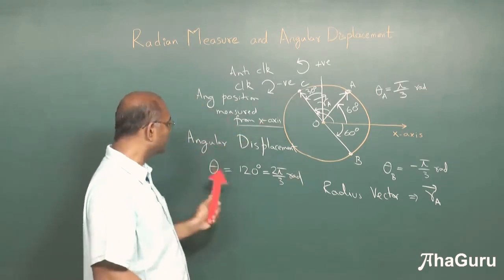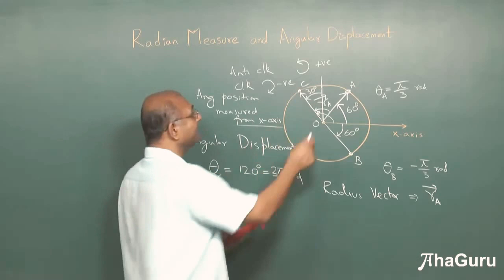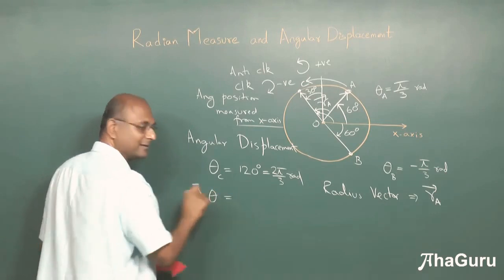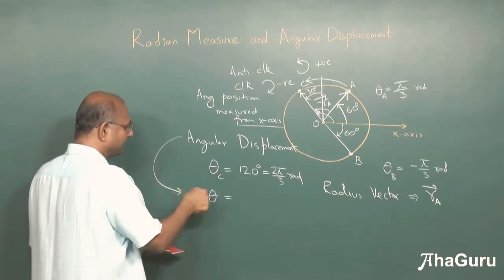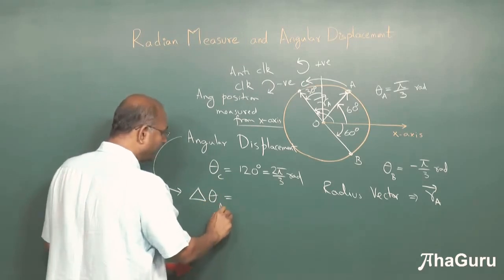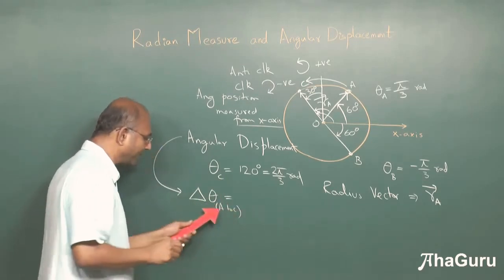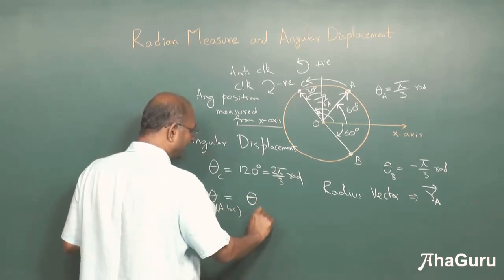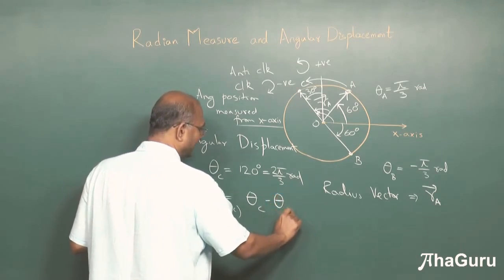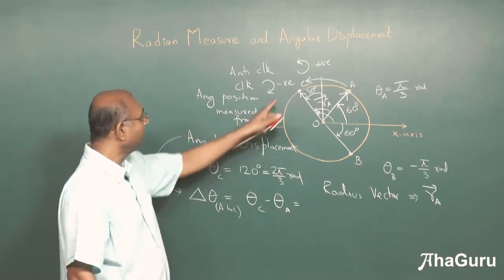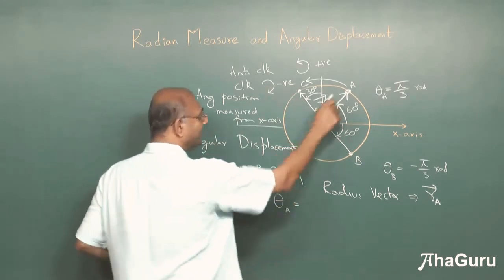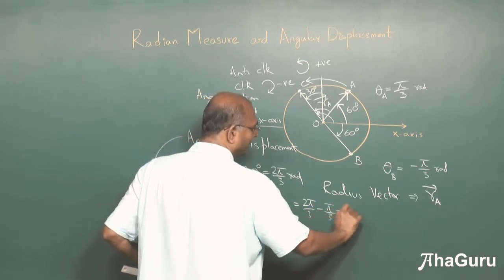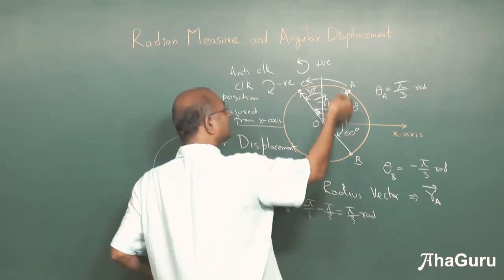But that is the angular position of C. What is the angular displacement when it goes from A to C? We write it like this: delta theta, because there is no separate symbol. So angular displacement from A to C is written as delta theta. Sometimes I won't write the subscripts, I'll just write delta theta. How much is it? It is the final angular position minus the initial angular position. What is the final angular position? 2 pi by 3 minus pi by 3, which happens to be pi by 3. So this displacement is pi by 3.